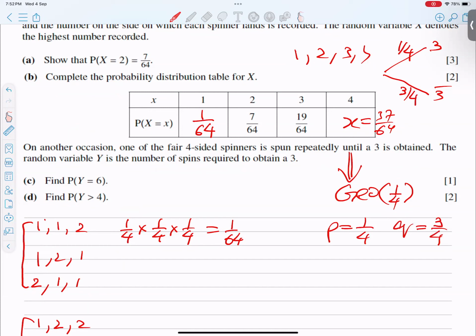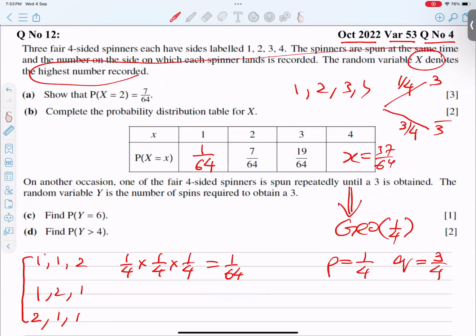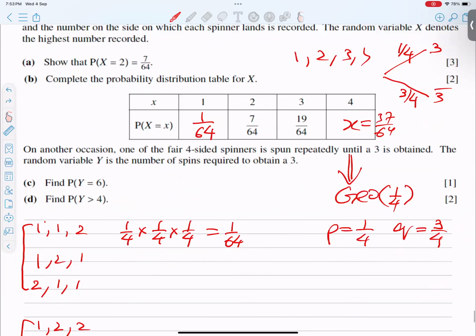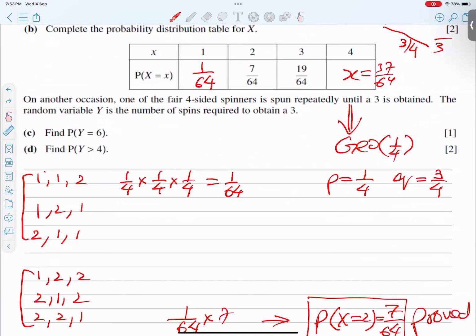The logic is very clear because I'm talking about one spinner until 3 is obtained. My focus is 3. I'm giving favor to 3, and that probability is 1 over 4, and the probability of not 3 is 3 by 4. I think this idea is clear. What is y expressing here? In the previous question, x expressed the highest score, but here y expresses the number of spins it took to obtain 3, since my priority is 3 only. So when y equals 6, this is my target.